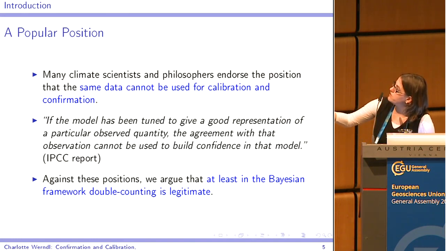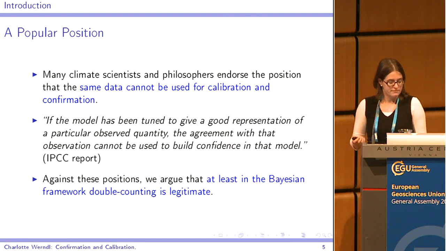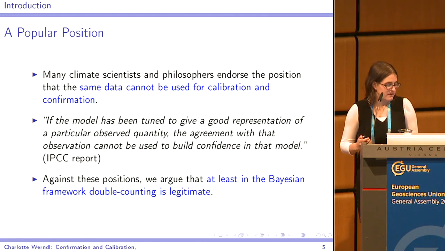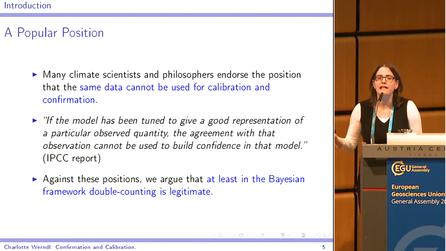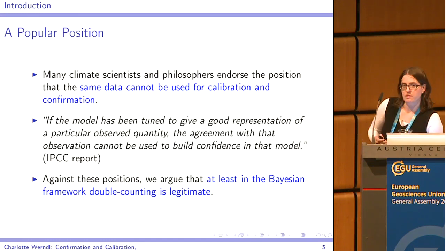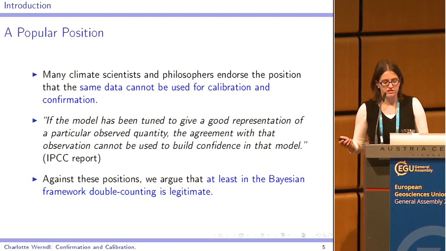You see the first part is really about tuning, and then build confidence, this is the confirmation issue. The question is, if I use data for tuning, can I also use them to build confidence in the model? And there is a no. What we are arguing for is a much more subtle position: that it really depends on the confirmation logic you employ. And at least in a Bayesian framework, this is not the case. In the Bayesian framework, double counting is entirely legitimate and arises just naturally.